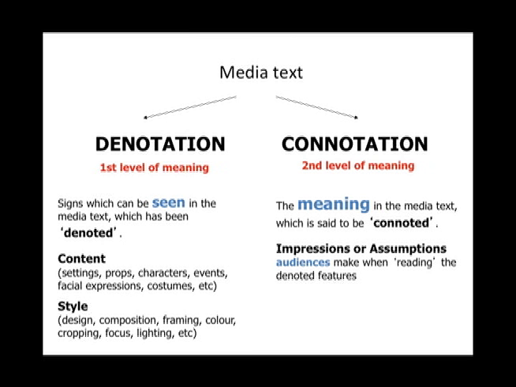You might understand denotation and connotation in a similar way to signifier and signified. Denotation is the first level of meaning, signs that can be seen in the media text, or denoted. Connotation is the second level of meaning, or what is connoted. This is what we can assume when we read the text.